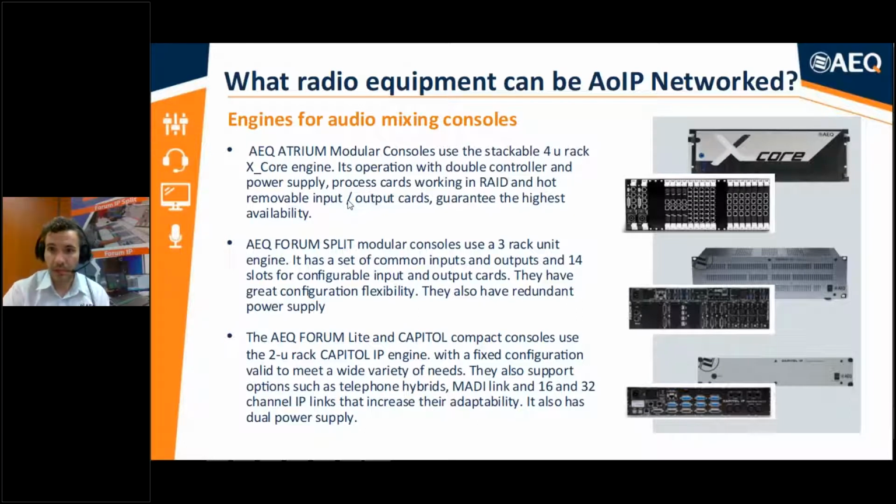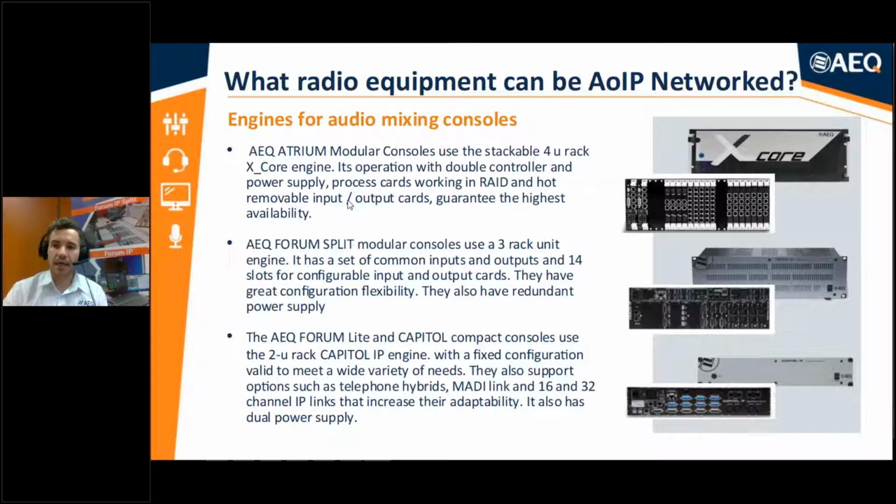A second one, which is in the middle of the picture, is the engine of the Forum Split. This one is a 3-rack unit engine and has 14 slots, in this case 14 spaces for different boards. So here you can select USB, telephone hybrid, XLR inputs for the microphones and outputs, digital, whatever you may need. And obviously you can integrate the Dante interface, and you will be able to manage up to 32 inputs and outputs in Dante with this engine.